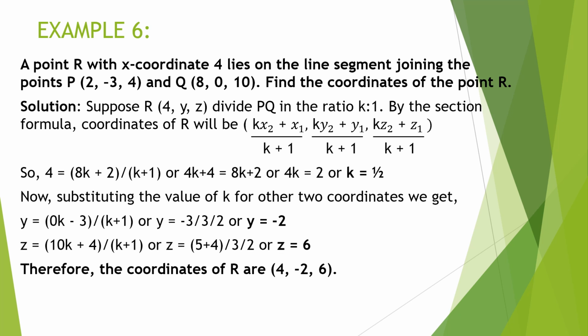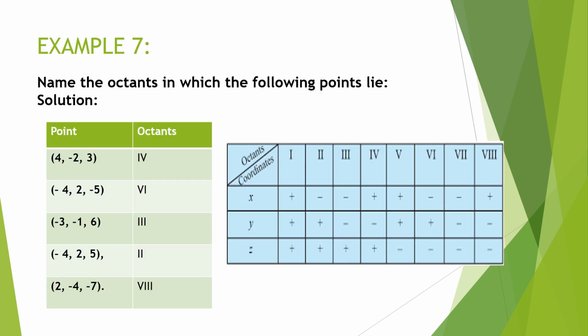Similarly for z, put k equal to half and simplify, you will get z equal to 6. So the coordinates of R are (4, -2, 6). Now you can be asked objective questions based on the octant table which we had seen. You will just be given the points and you have to write the octants. Only thing is, remember this table.